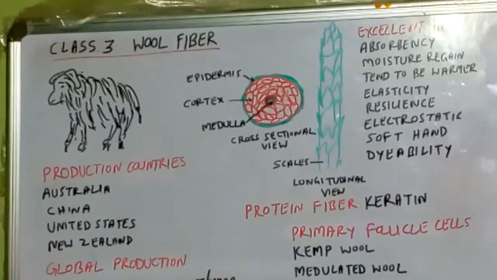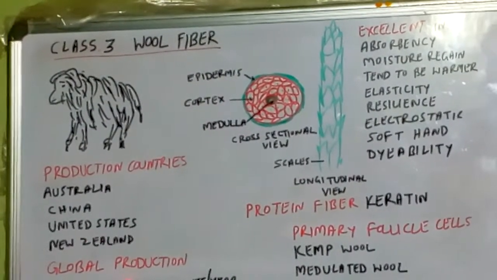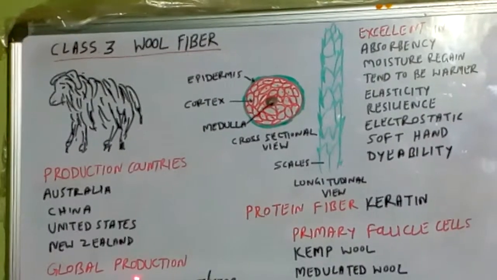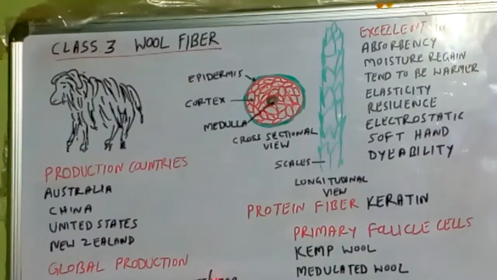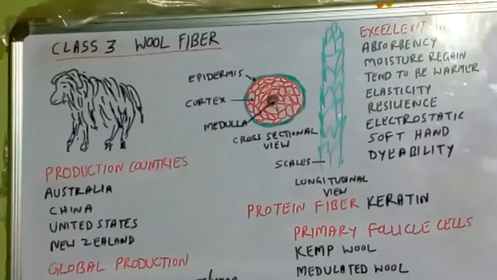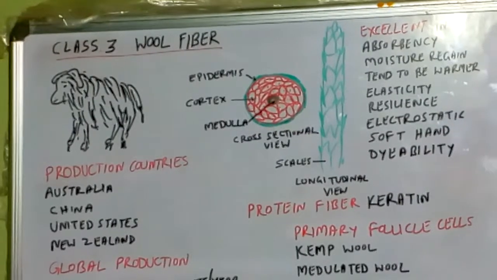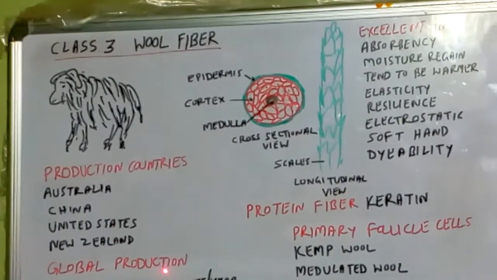See, the global production, globally per year, the wool fiber production is approximately 2 million tons per year. It may go up or down per year. It may go high or it may come down. Average is 2 million tons per year. This is the global wool fiber production.